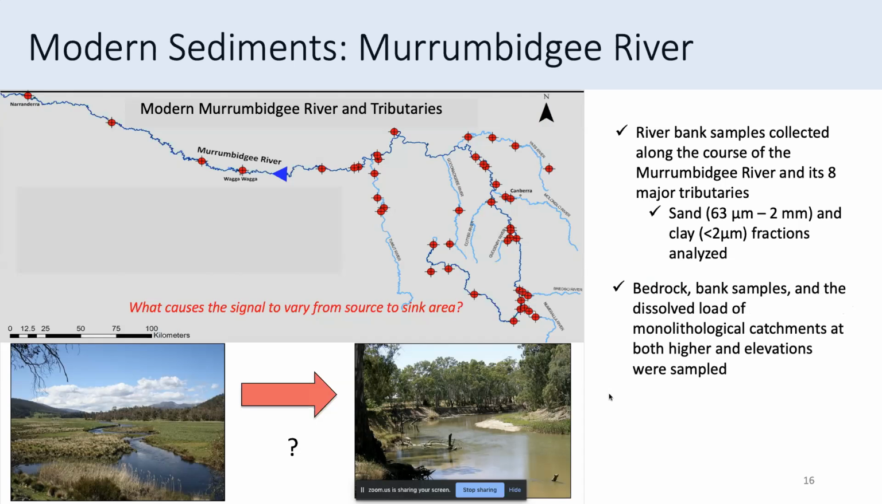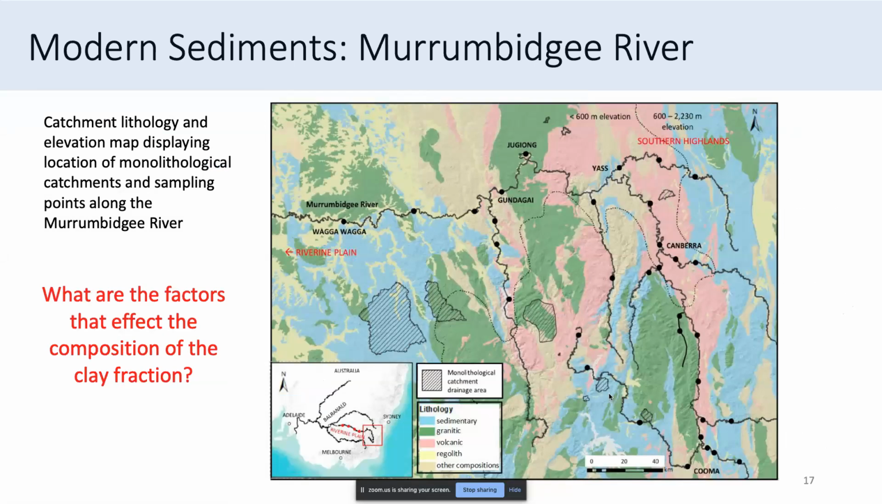We also looked at what are called monolithological catchments. That's just a big fancy word for little catchments that contain one type of rock. So you're looking at a map of the headwaters of the river. The colors behind there are different lithologies. So some of it is sedimentary rocks, and some of it is granite, some of it is volcanic. And the little hashed areas are the areas where we sampled. We want to get a representation of what just this pure rock looks like before we can make some estimations of what's going on in the river.